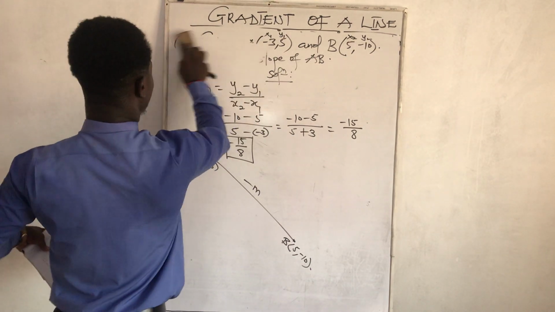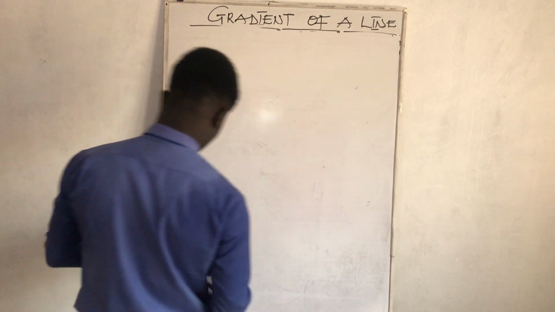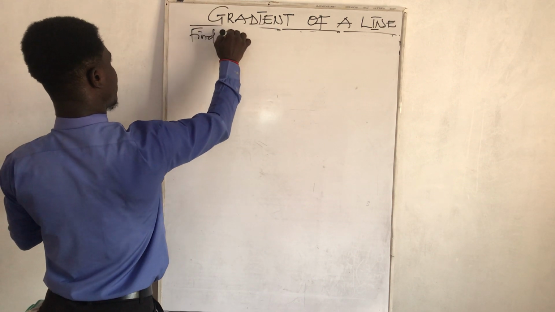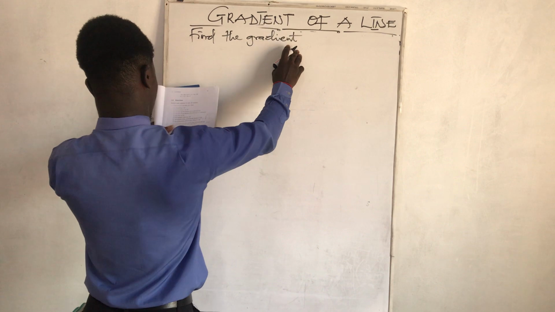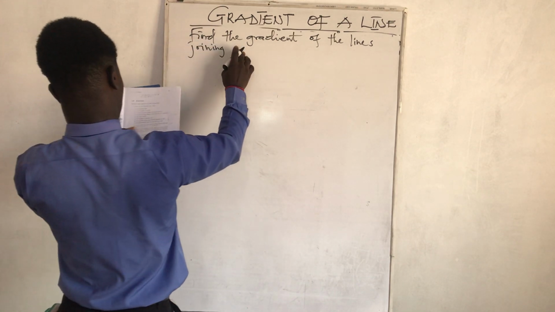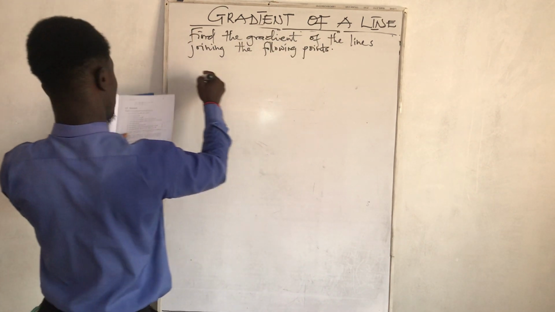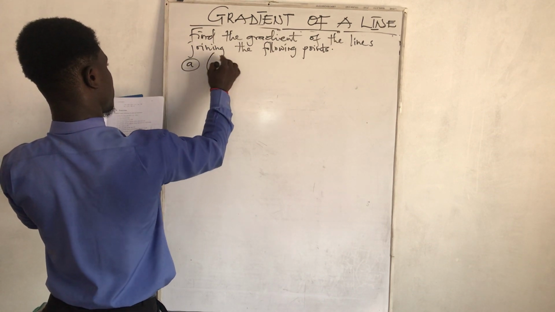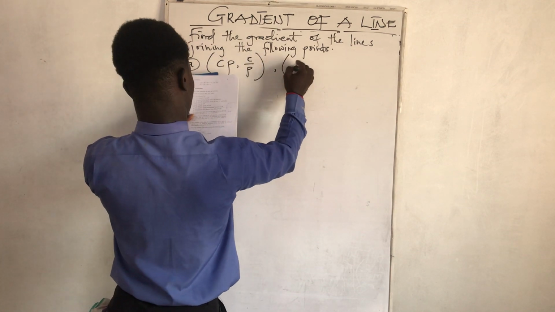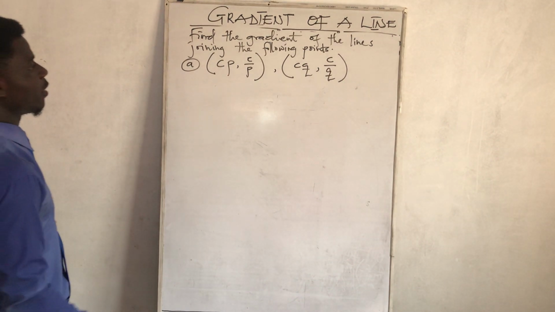Alright, so let's see another example. It says find the gradient of the lines joining the following points. So we have point A, (cp, c/p), then (cq, c/q). Find the gradient of the lines joining the following points.